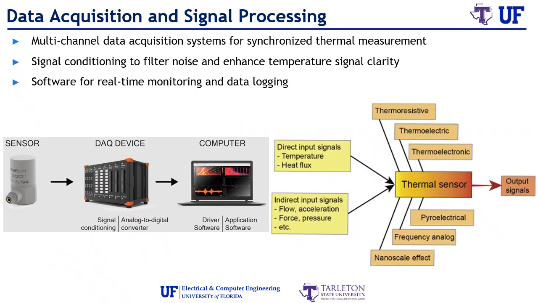Data acquisition systems, or DAQs, collect and process thermal signals from multiple sensors simultaneously. Signal conditioning removes noise and amplifies weak inputs, improving accuracy. Real-time software then logs and visualizes the data, allowing engineers to interpret temperature trends and make informed design adjustments.